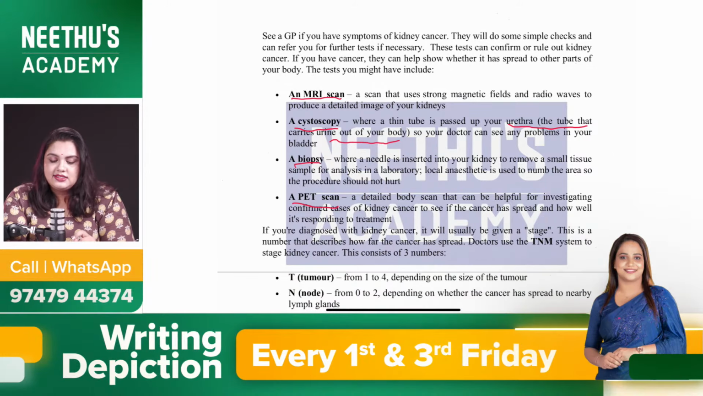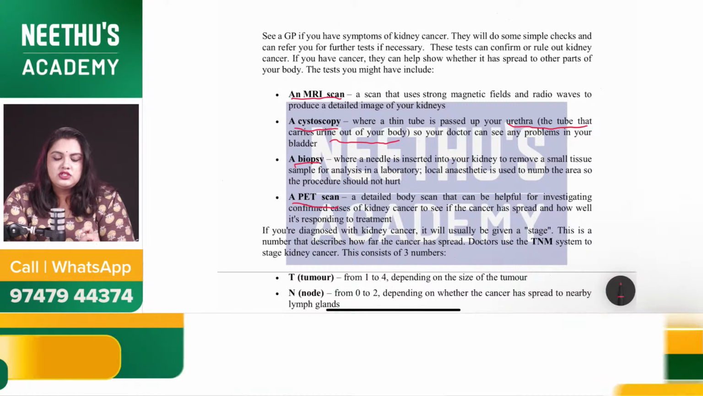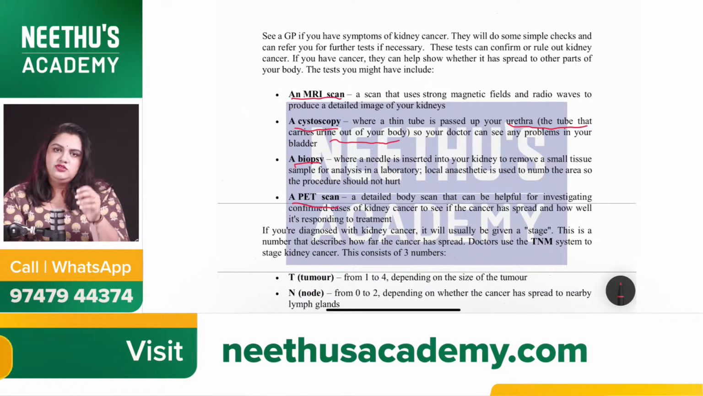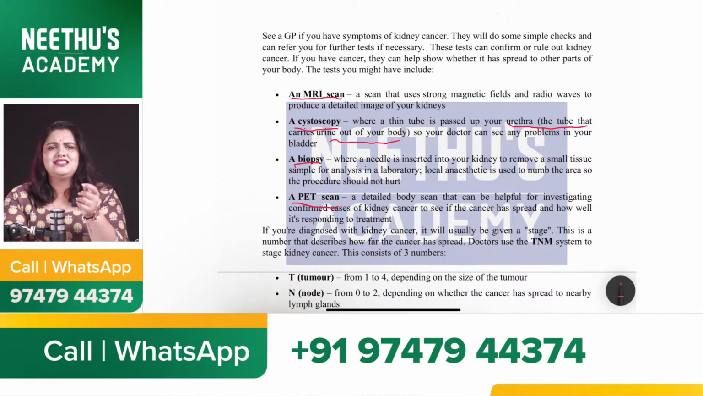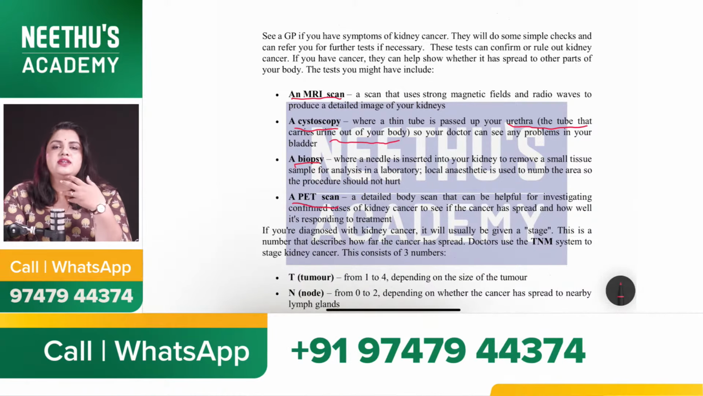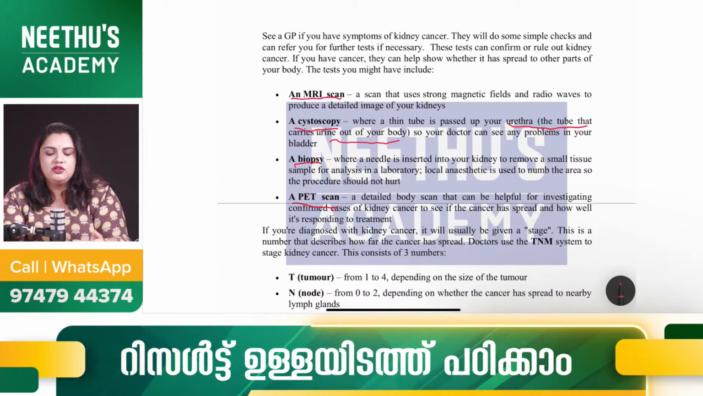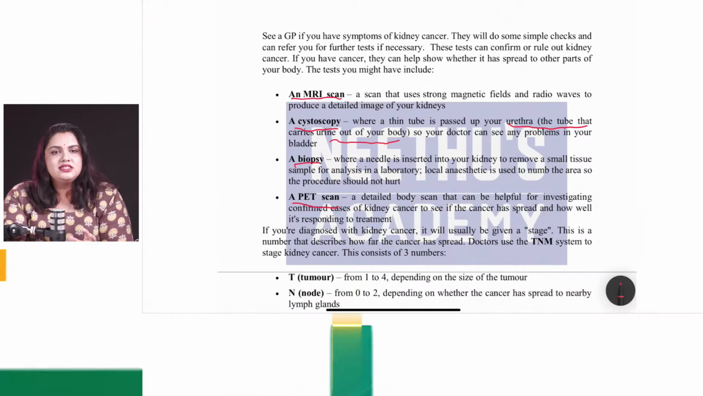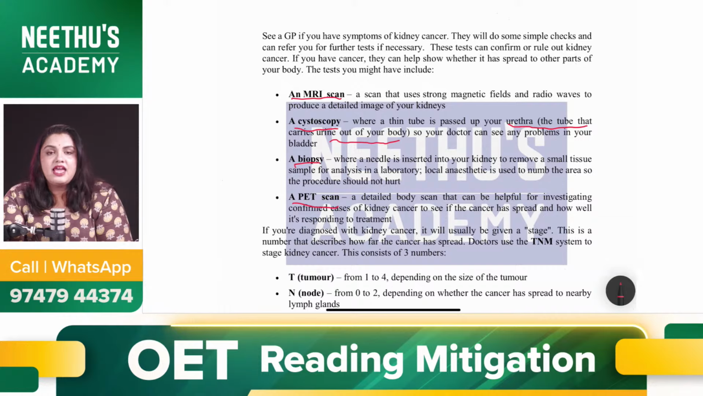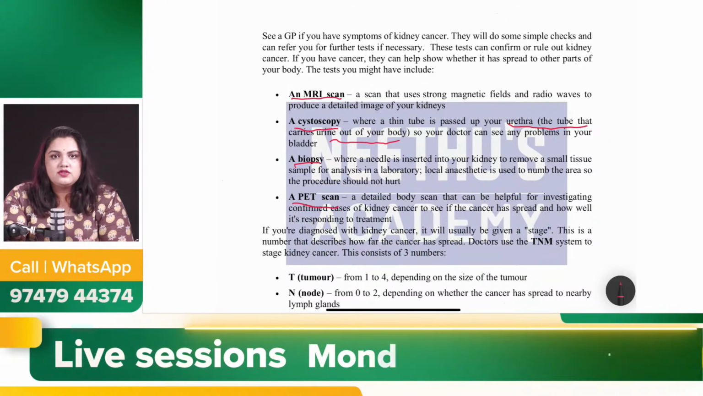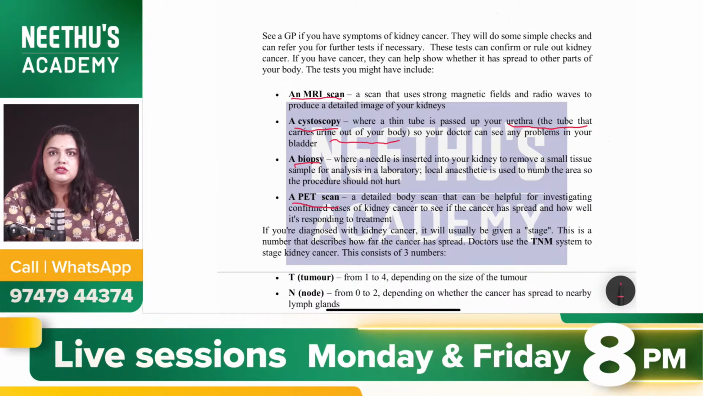Local anesthetic is used to numb the area so that the procedure should not hurt. A needle is inserted into your kidney, and a small sample of your tissue is taken for analysis, so we get an understanding of whether there is a problem or not. This analysis is done in the laboratory, and a local anesthetic is used to numb the area so that the patient going through this procedure doesn't get hurt.